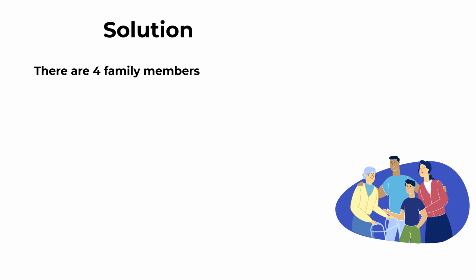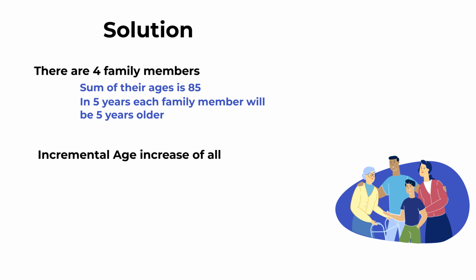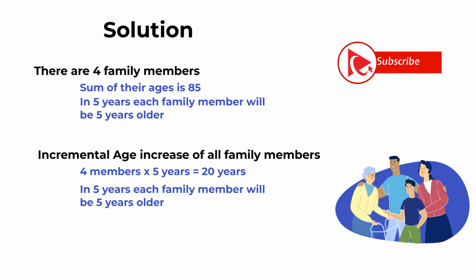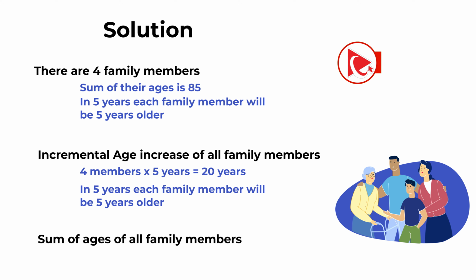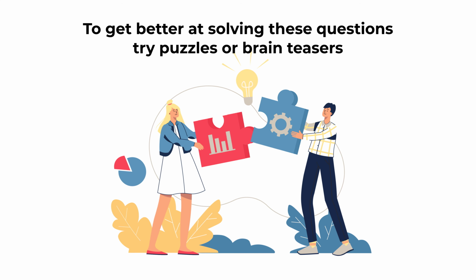There are 4 family members, and sum of their ages is 85. And in 5 years, each family member will be 5 years older. So incremental age increase for all family members can be calculated as 4 family members multiplied by 5 years equals 20 years. So sum of the ages of all family members in 5 years can be calculated as 85, which is original sum, plus 20, which is the incremental age increase, and would be equal to 105. So the correct choice here is choice D, 105. Hopefully you've nailed this question and now know how to answer similar puzzles on the test.